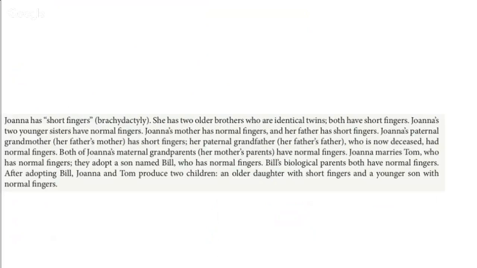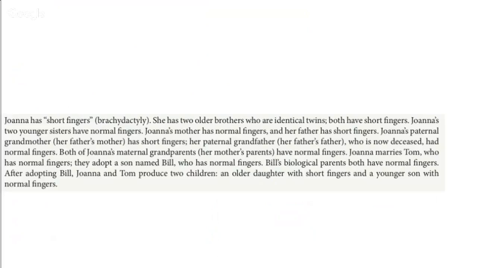Joanna has short fingers, brachydactyly. She has 2 older brothers who are identical twins, both have short fingers. Joanna's 2 younger sisters have normal fingers. Joanna's mother has normal fingers, and her father has short fingers. Joanna's paternal grandmother, her father's mother, has short fingers. Her paternal grandfather, her father's father, who is now deceased, had normal fingers. Both of Joanna's maternal grandparents, her mother's parents, have normal fingers.